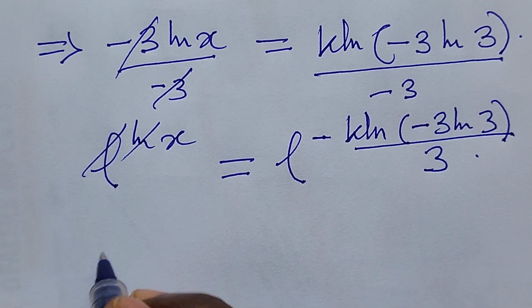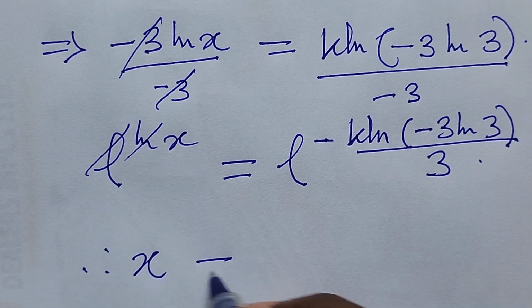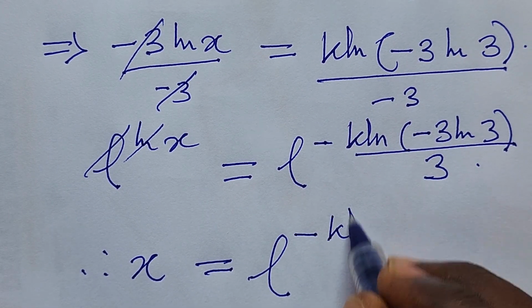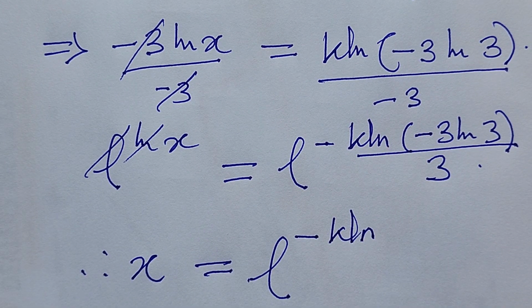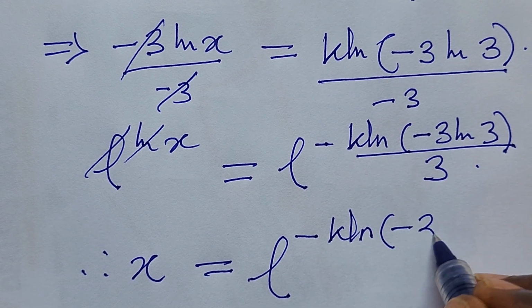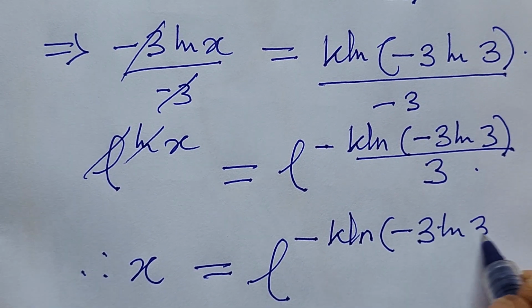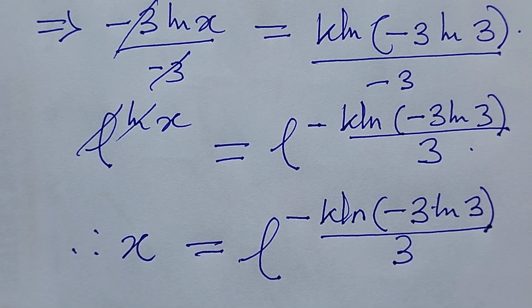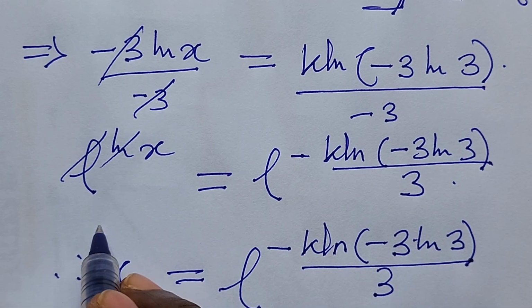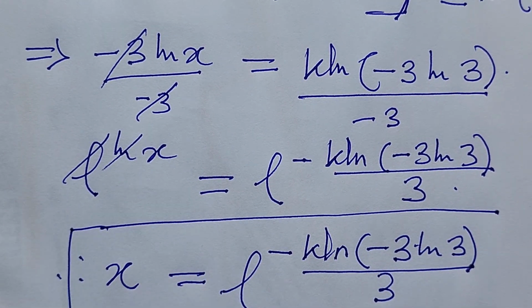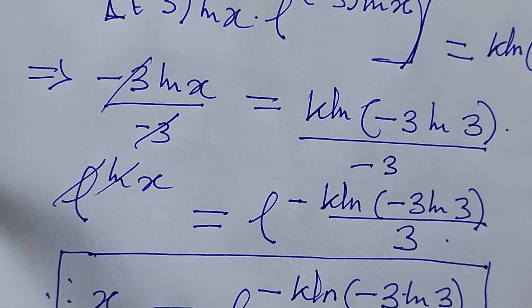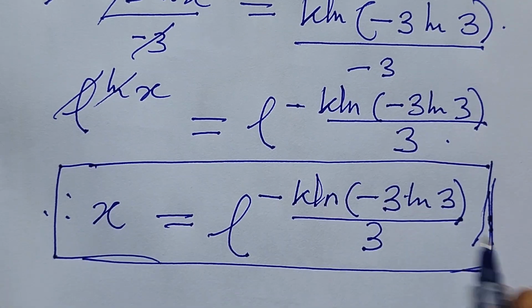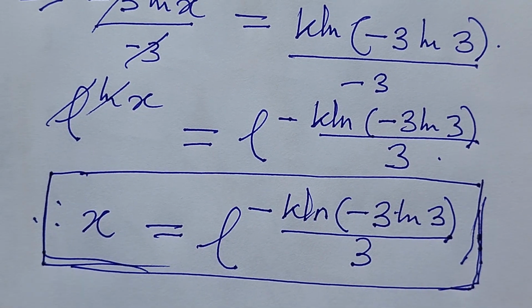So we are now left with what? Our x. Therefore, our x will now be equal to e to the power of the Lambert W of (minus 3 ln of 3) all over 3. All right, so this is the value of x that satisfies the original equation.